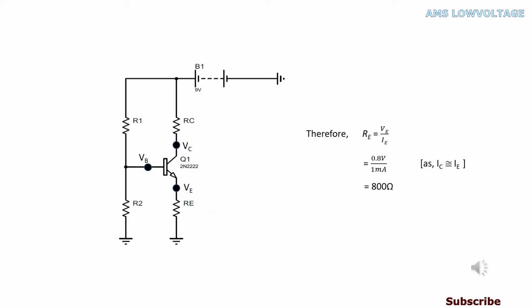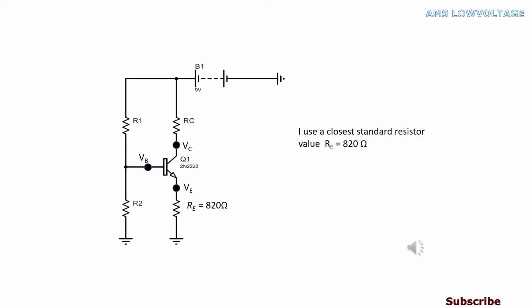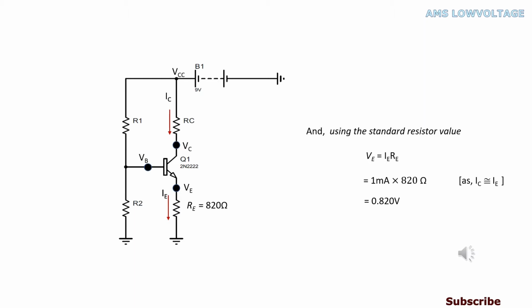Therefore, RE equals VE over IE. After putting the values of VE and IE in this equation, we've got the emitter resistance RE equals 800 ohms. We've assumed that the collector current IC is approximately equal to the emitter current IE. I've used the closest standard resistor value for RE, which is 820 ohms. And using the standard resistor value, once again, we've found VE is equal to 0.82 volts.